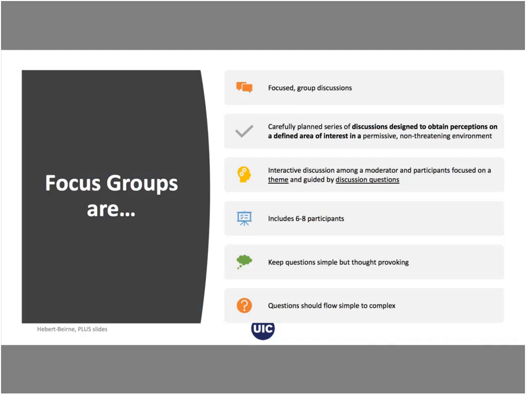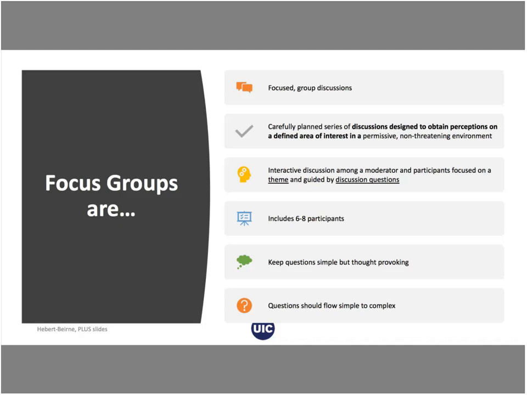So when we think about focus groups, one of the easiest ways to even describe focus groups is that they are focused group discussions. So they are discussions with a number of people, usually 6 to 8, 5 to 9, a smaller number of people who can engage in a group discussion. And these carefully planned series of discussions are designed to obtain perceptions on a particular defined area of interest or experiences or knowledge. And the idea is to use a non-threatening environment where people can comfortably talk in their own language.